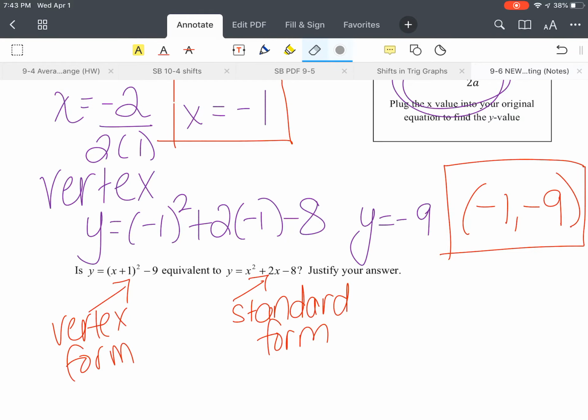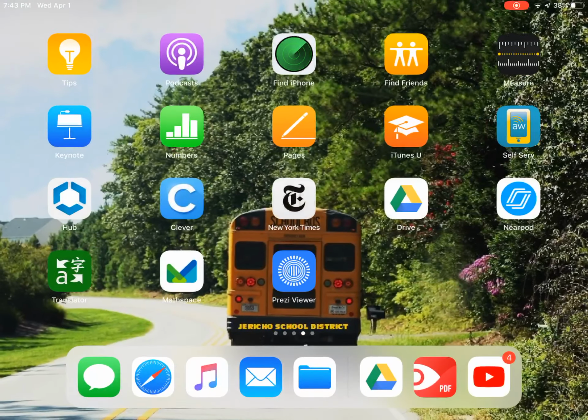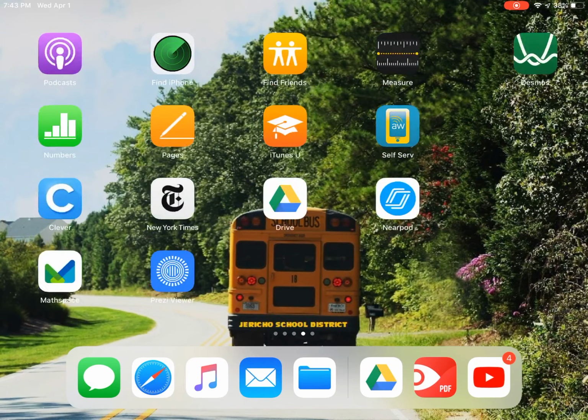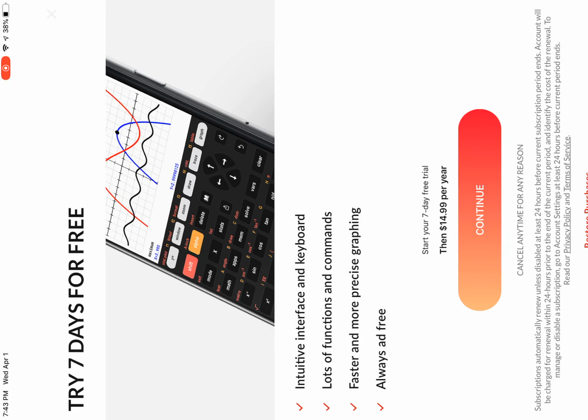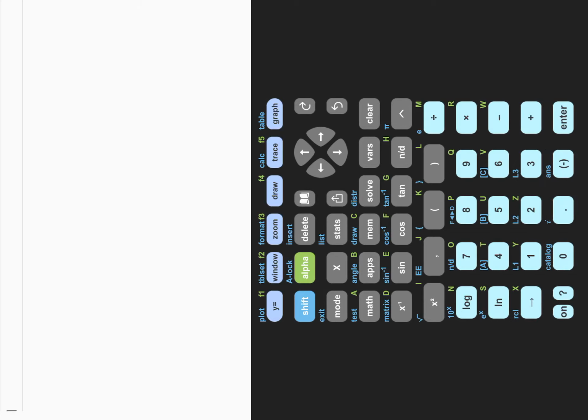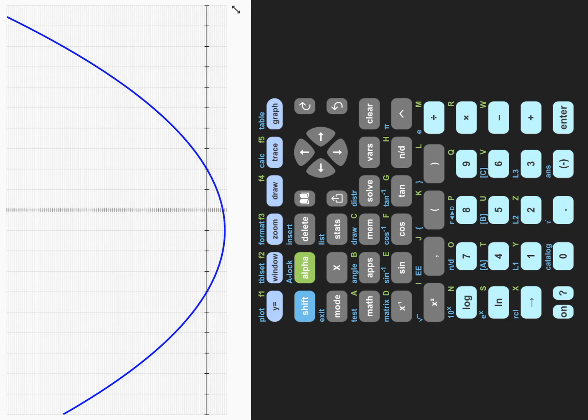So actually, let's go into our calculators and take a look. So let's go to our y equals, and let's type in the original. Let's type in x squared plus 2x minus 8, and let's look at the graph.